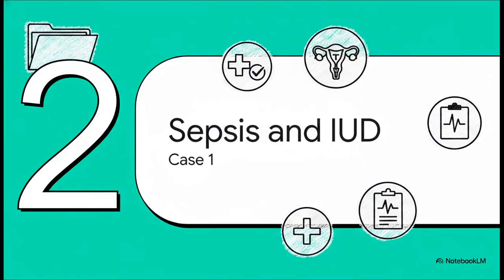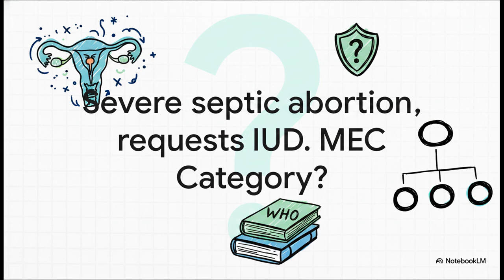Section 2, Sepsis and IUD Restrictions. All right, let's open up our first patient file. Here are the stats for case number 1. Picture this. A 28-year-old woman is in the ED being treated for a severe septic abortion following an unsafe procedure. She's currently on broad-spectrum IV antibiotics, and she's requesting a copper IUD for future contraception.